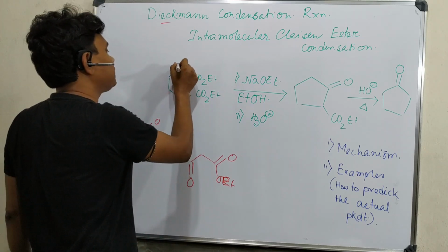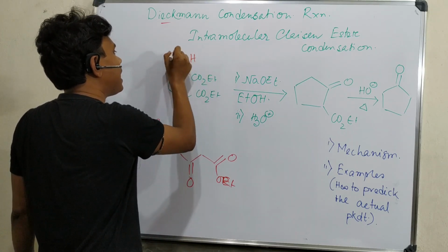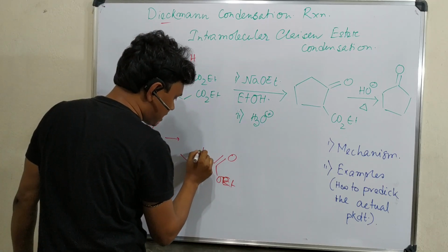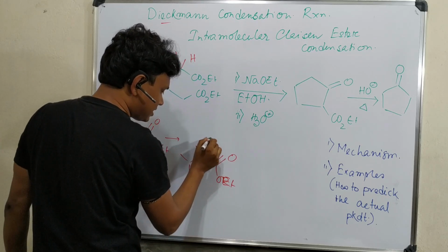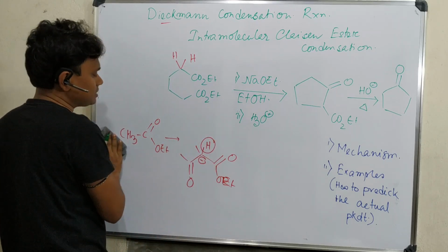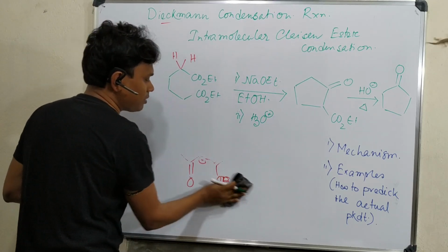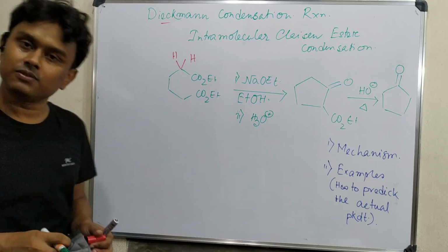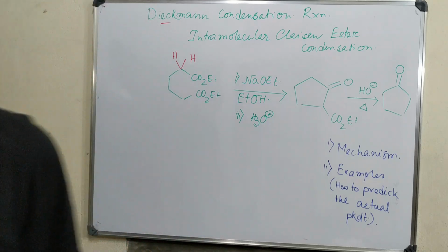For that, alpha hydrogen is essential, and in order to complete the equilibrium, this last alpha hydrogen is necessary, because in the last step it is abstracted and makes a negative charge, and that is the reason for shifting the equilibrium to the right side, because we know the Claisen condensation is a reversible reaction. Okay, so here that is utilized.